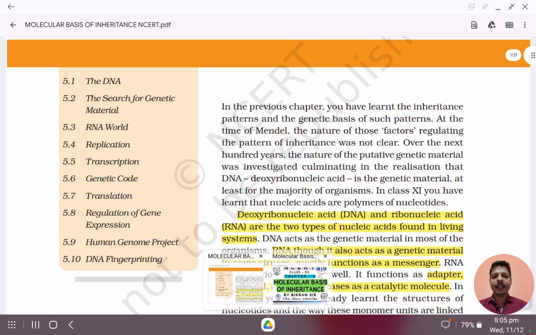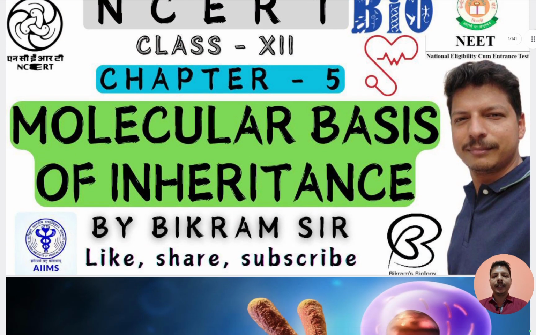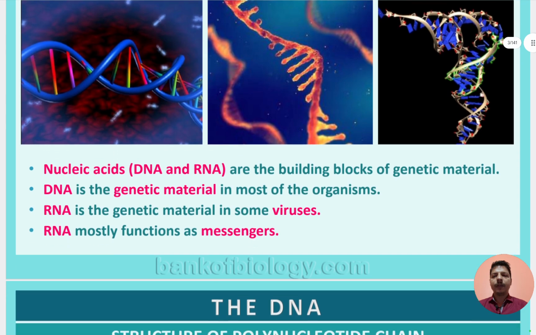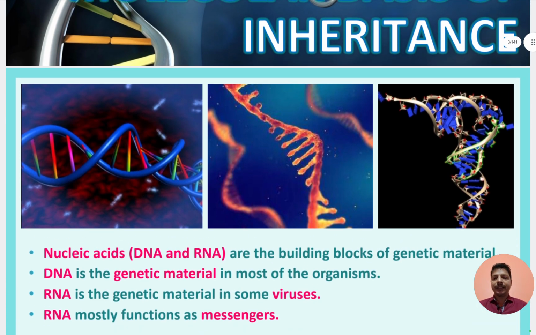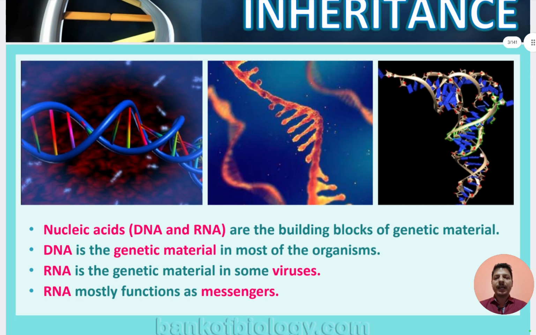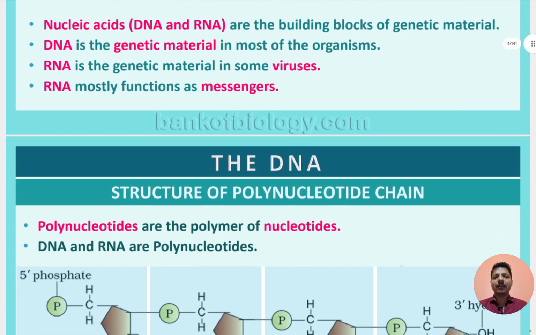First of all, this PDF: Molecular basis of inheritance. Here, as we are going through the molecular basis of inheritance, where the DNA and RNA, in the whole chapter we are going to cover only this topic. First of all, nucleic acids. Are we all familiar with it? Nucleic acids are the building block of genetic material, and DNA is the genetic material in most organisms. RNA is the genetic material in some viruses, because mainly RNA functions as a messenger of the messages, or we can say data.